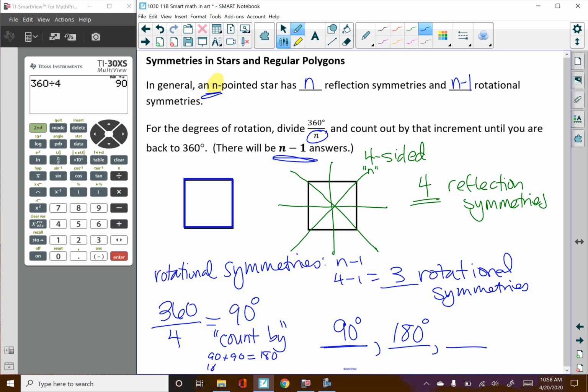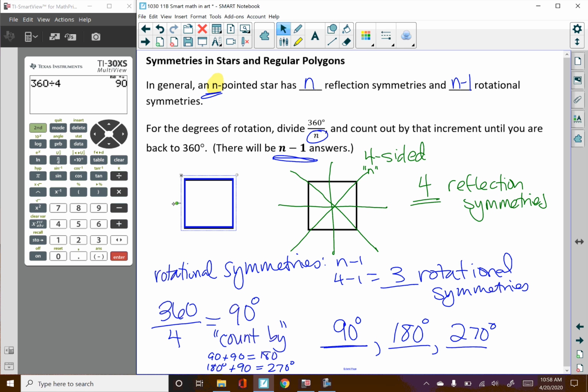And so I'll take that 180 degrees and I'll add another 90 because I'm counting by 90. That takes me to 270. And that's my final answer. The 270 would be rotating so that the top's edge is 90, 180, 270 over here on the side.